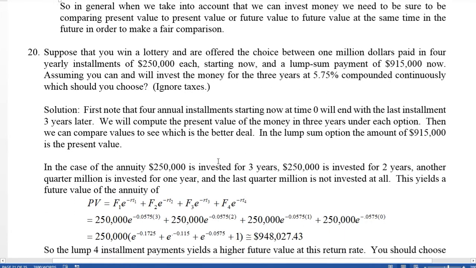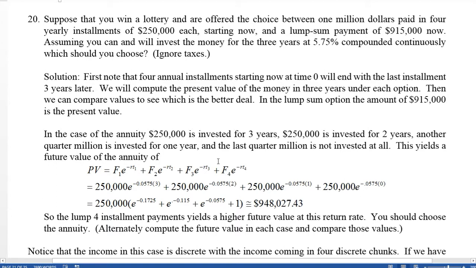First, notice that with 4 annual installments starting at time 0, it's actually going to take 3 years for those to happen. You'll get one at time 0, one at time 1, one at time 2, and one at time 3. So we are talking about a 3-year period, even though it is 4 annual installments. In the lump sum option, again, the $915,000 is the present value.